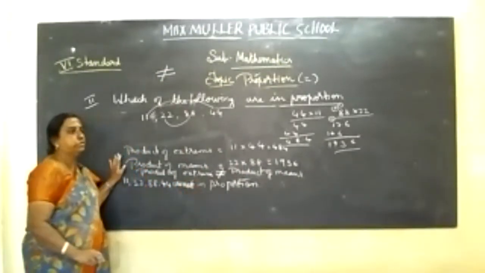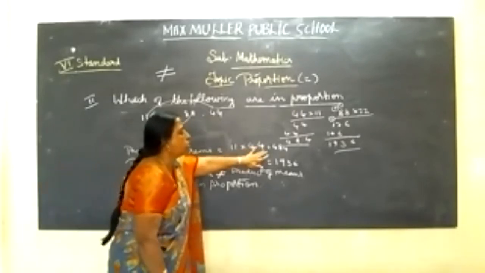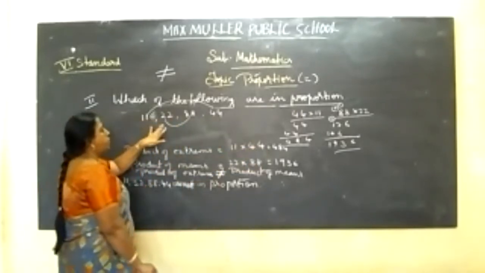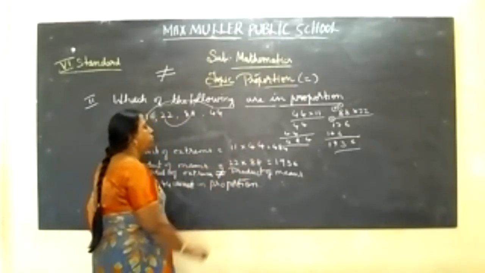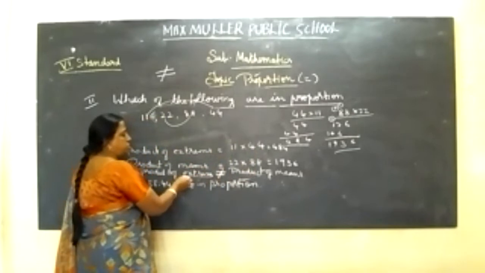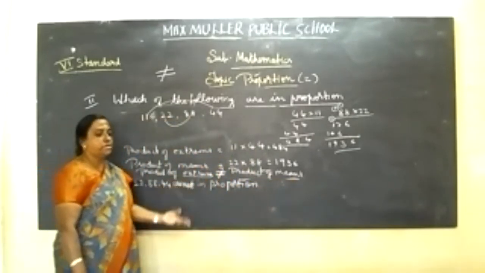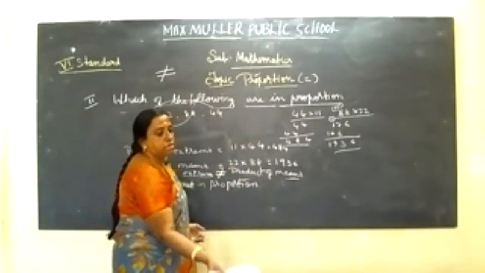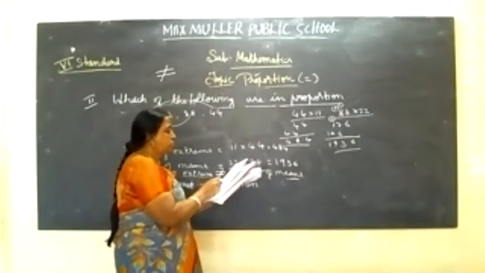Got it? How to check whether the given terms are in proportion? The product of extremes we got 484. The product of means we got 1934. Both are not equal. The product of extremes and means are not equal. So they are not in proportion. Clear? Now, we'll go to the next main.